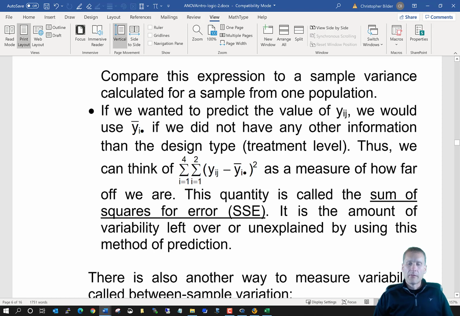Okay. Now, let's talk a little bit more about where this name mean square error comes from. And it comes from the following. Suppose we wanted to predict the value of y sub ij. In other words, for design type I, store j, I want to know how many sales should there be?